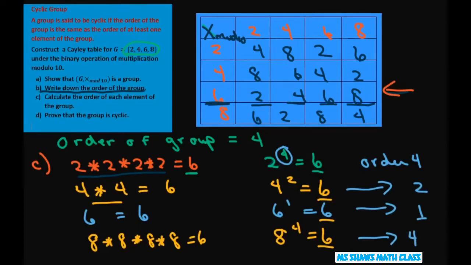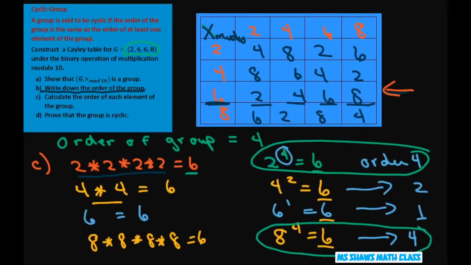All right. The order of element 2 and element 8, so these two, is the same as the order of the group, which is 4. Hence, that means the group is cyclic.